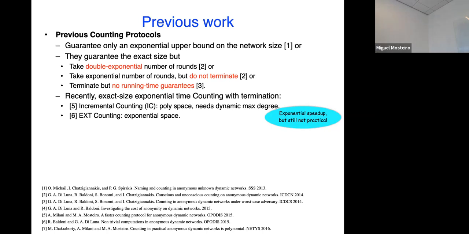And it needs to know the dynamic maximum degree. I put dynamic there because remember that the links change, so the degrees change, and we just consider the maximum degree that any node could possibly have throughout the computation. It needs that information, but it was an interesting step.